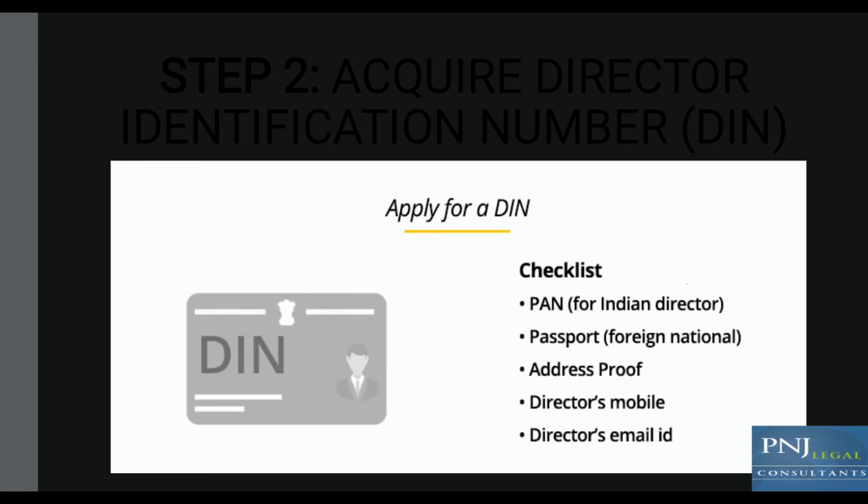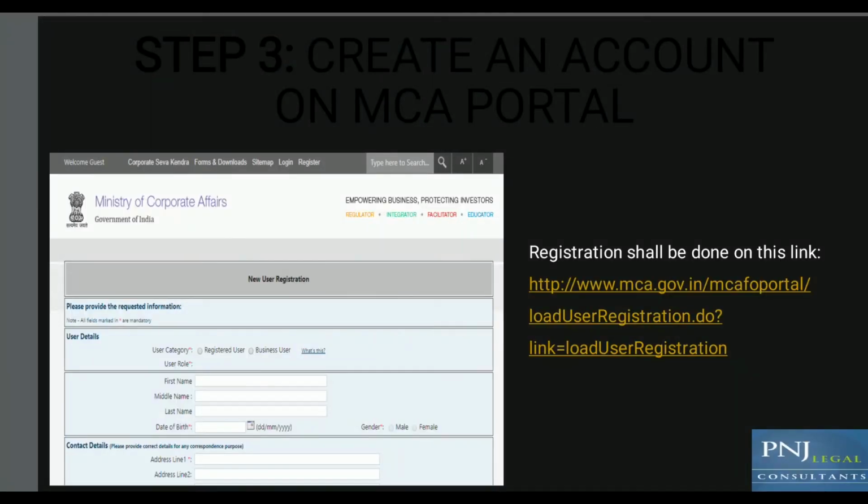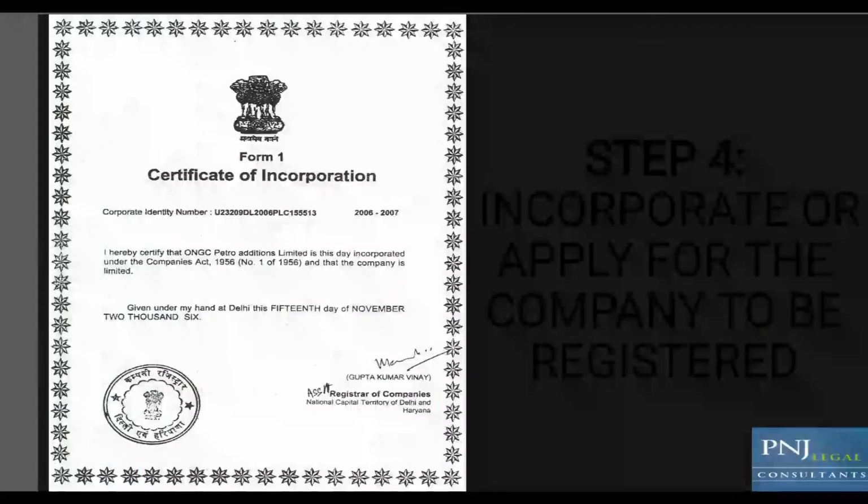Step 2. Acquire a director identification number (DIN). Apply for a DIN checklist: PAN for an Indian director, passport for a foreign national, address proof, director's mobile, director's email ID. Step 3. Create an account on the MCA portal. Registration shall be done on the following link: www.mca.gov.in. Step 4. Incorporate or apply for the company to be registered.